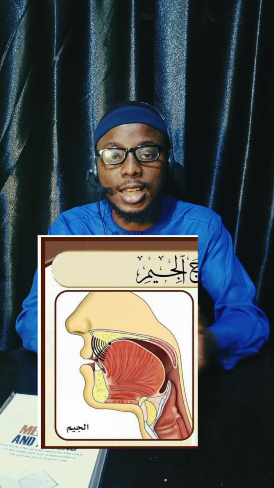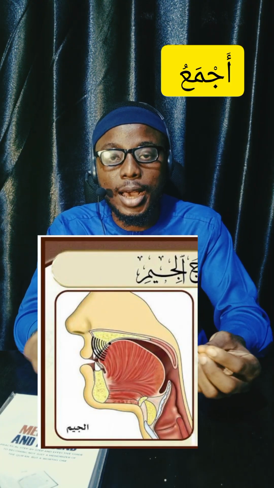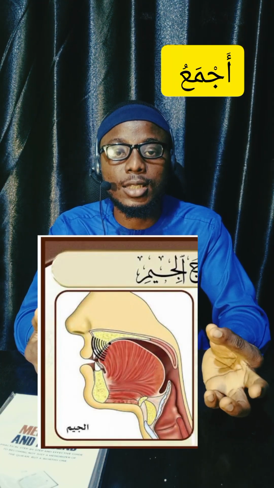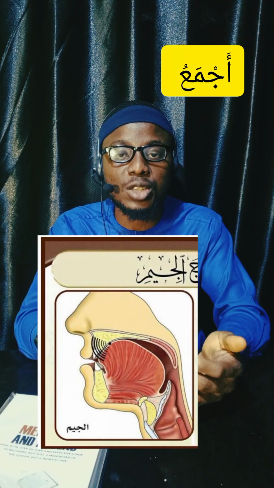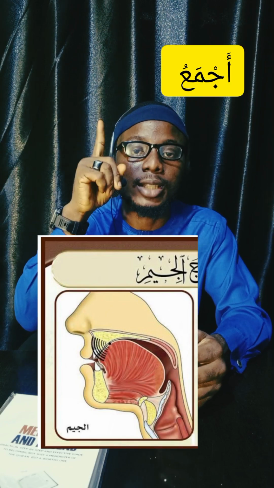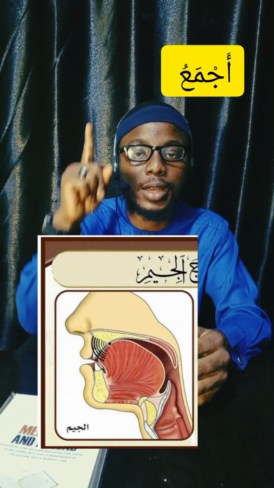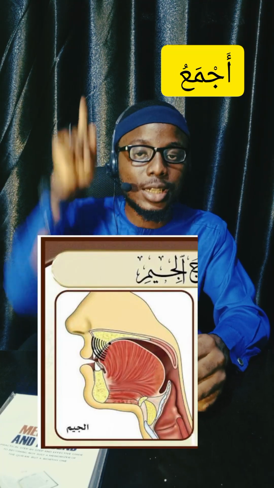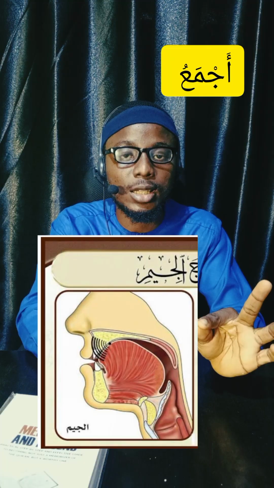The first one is Jim. Let us give Jim sukun. Let's bring a word that has Jim with sukun in it. So we have the word ajma'u. Aj, aj. If you say aj, notice the middle part of the tongue, wasatul lisan, is touching the middle part of the upper palate, al-hanakul a'la. The middle part of the tongue is touching the middle part of the upper palate. Aj. So that is where Jim comes out from.